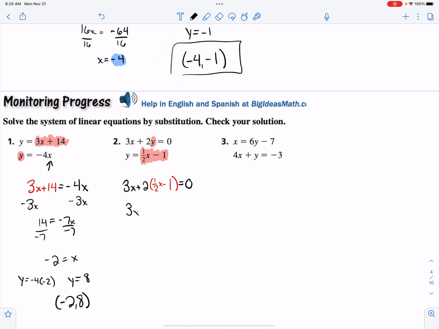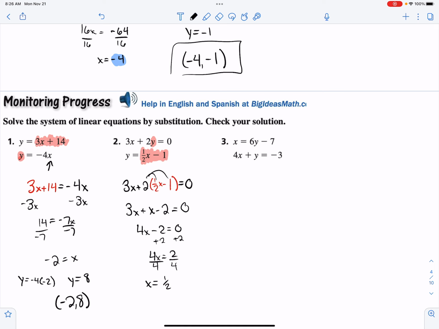So 3x, if I distribute that 2, 1/2 times 2 is just 1. 2 times negative 1 is negative 2. And then I get 4x minus 2 equals 0. We're going to add the 2 to the other side. We're going to divide by 4. And we get x equals 1/2.